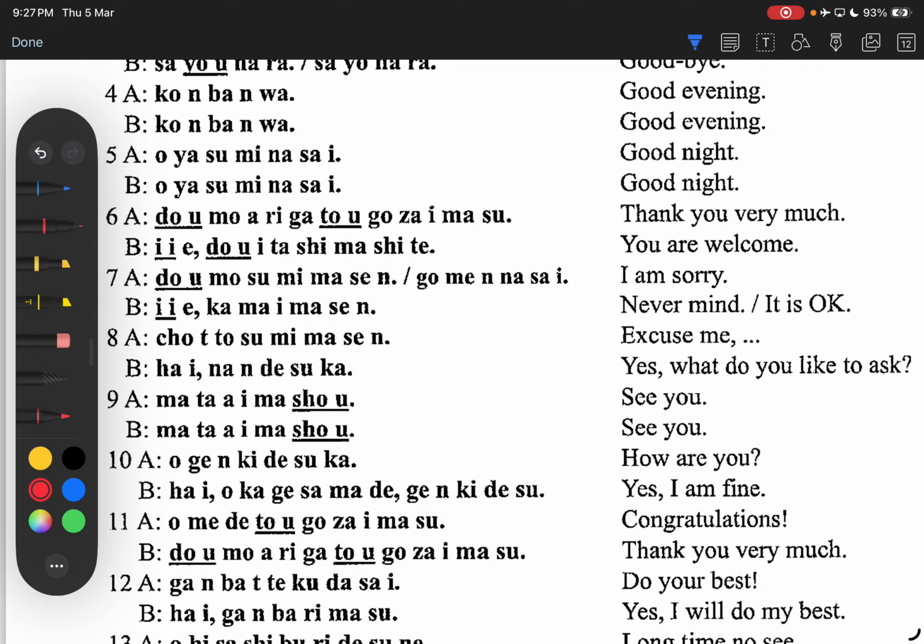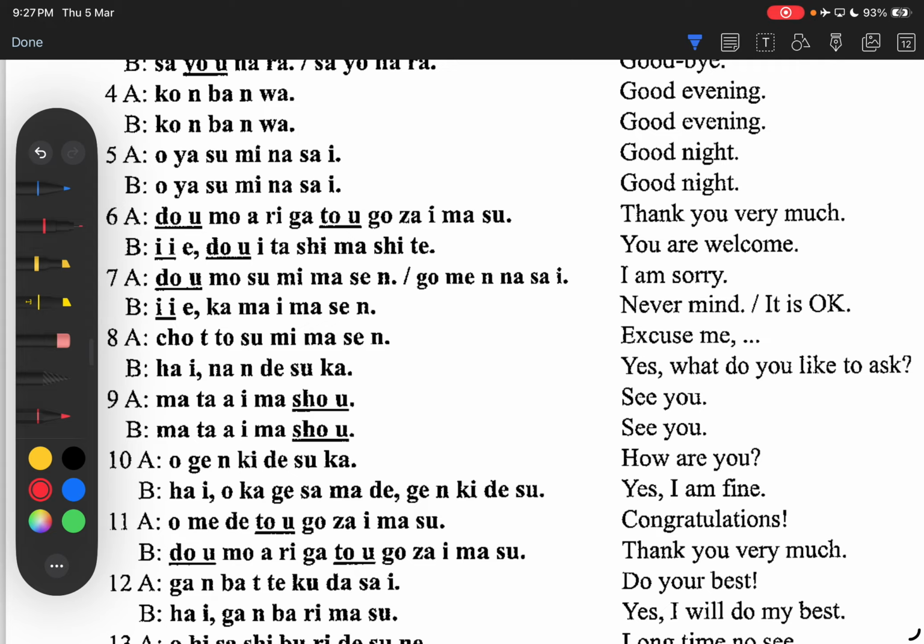Okay, very good. So, remember, it's a long O sound for arigato. You drag out the O sound at the back, and it is a RI sound. So, no R sound. Arigato. So, please drag out the O sound. Arigato.